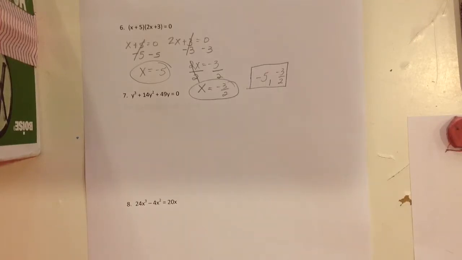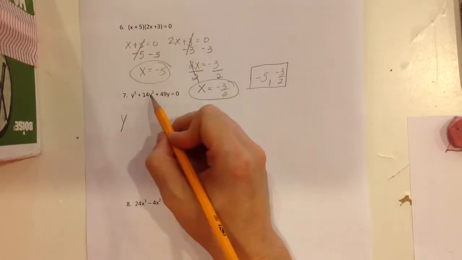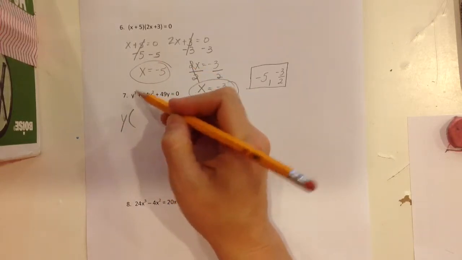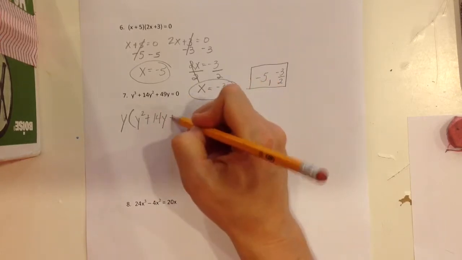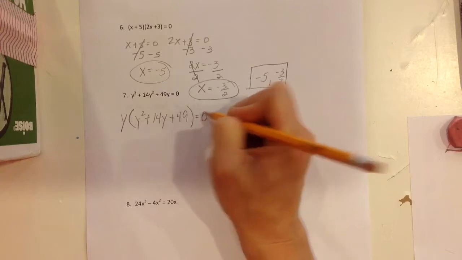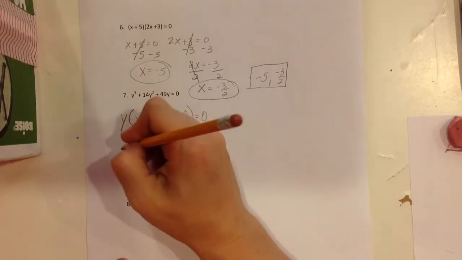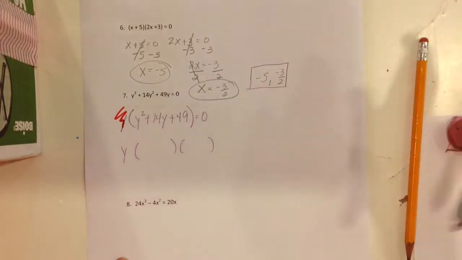All right, number 7. I have y to the third plus 14y to the second plus 49y equals 0. I have my equals 0, so I don't have to move anything over. I have 3 terms, and I have a y cubed. So this is telling me I have a GCF of a y, because y to the first is the smallest exponent. And when I take out a y, I'm left with y squared. If I take out a y from the second one, I'm only left with y. If I take out a y with my third, I'm just left with 49. Okay? Now, I have 3 terms.